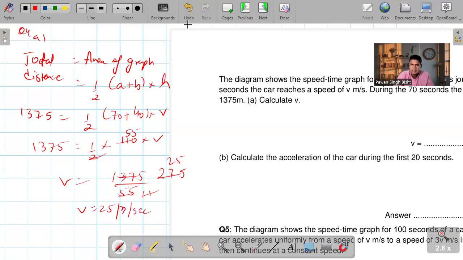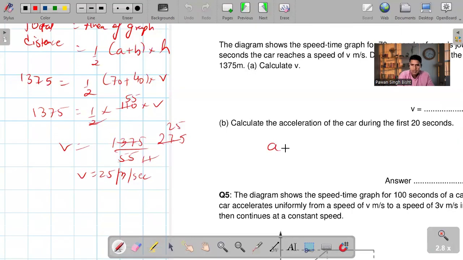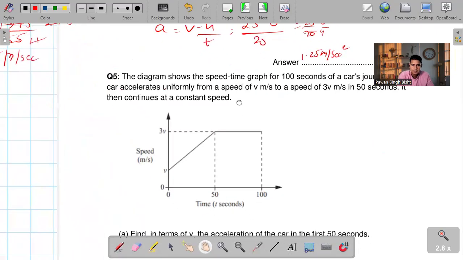Now they say calculate the acceleration for the first 20 seconds. After you get v, you find acceleration. The acceleration formula is v minus u upon t. The final velocity we already calculated, 25. So 25 minus 0 upon 20. So 25 upon 20, 5 times 5, 5 times 4, is 1.25 meters per second squared. This is your answer.